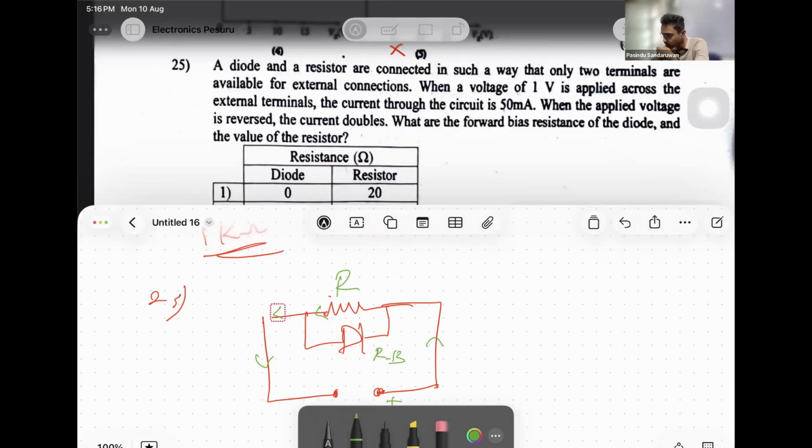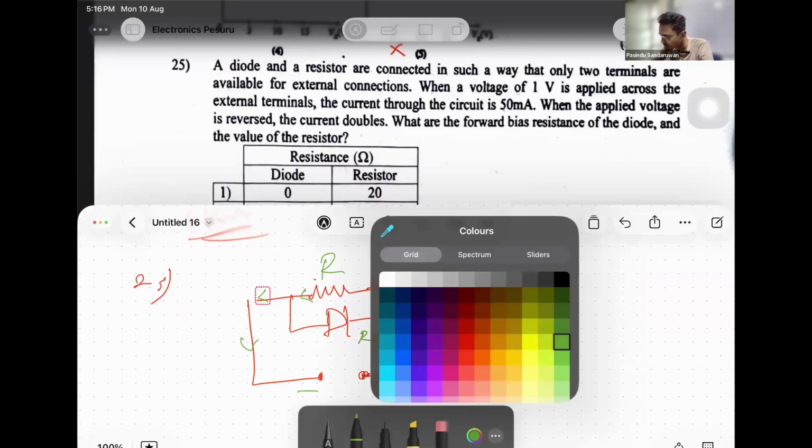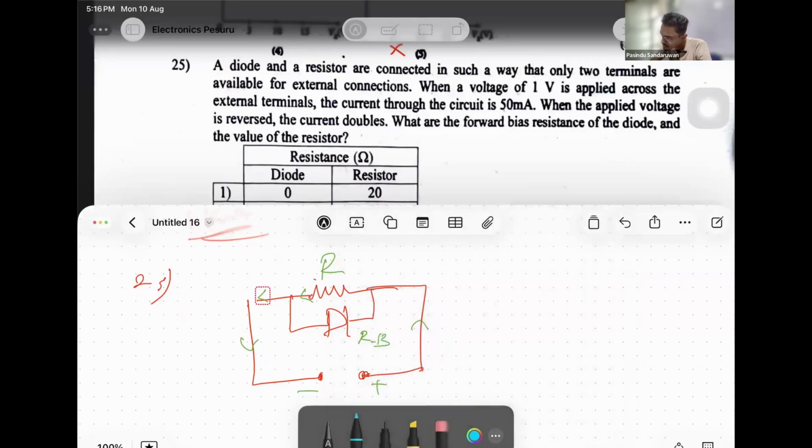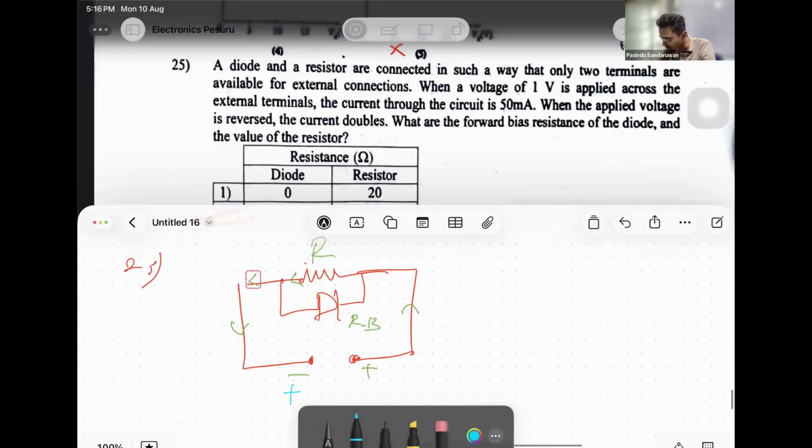And the current is now given. Before doing any calculation, if I check the diagram again, after reversing this, see, what happens? Applied voltage is reversed. If this is reversed, this becomes plus. When there is plus, this is forward biased. If there is forward bias, this is going to be activated. Then current flows through both in that case.